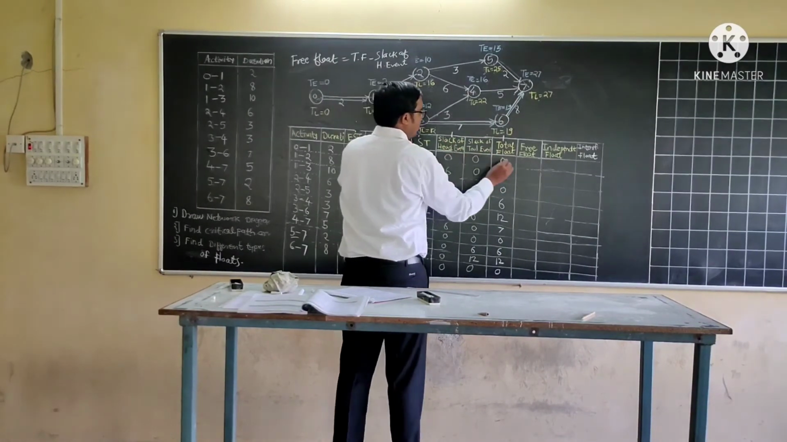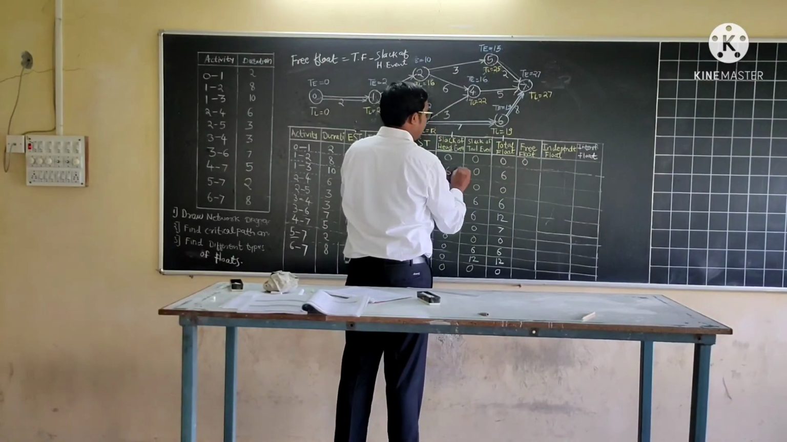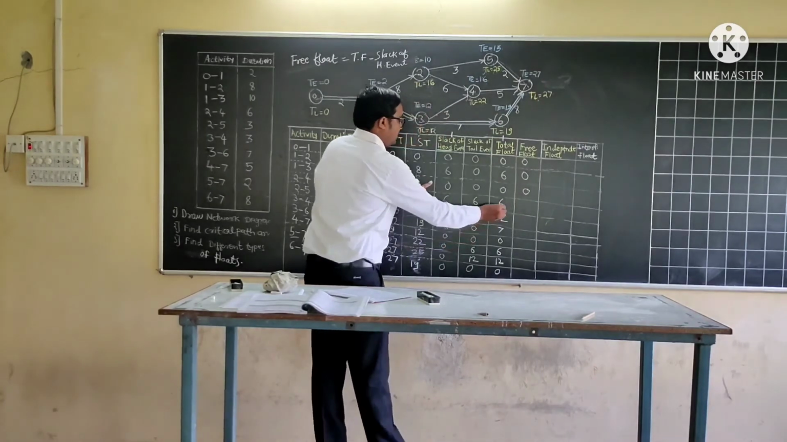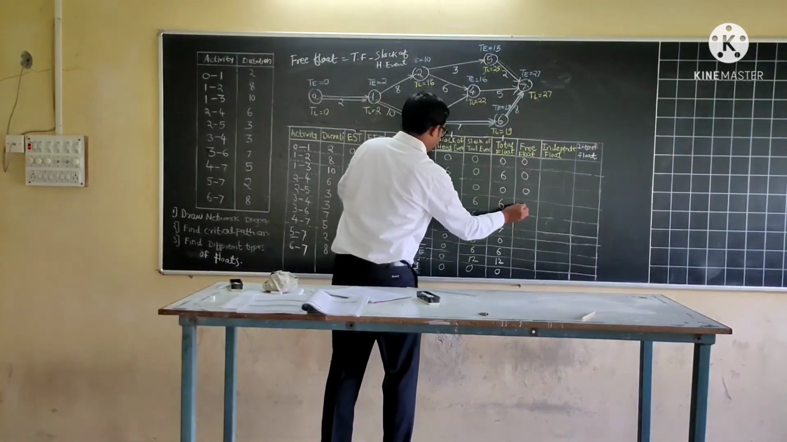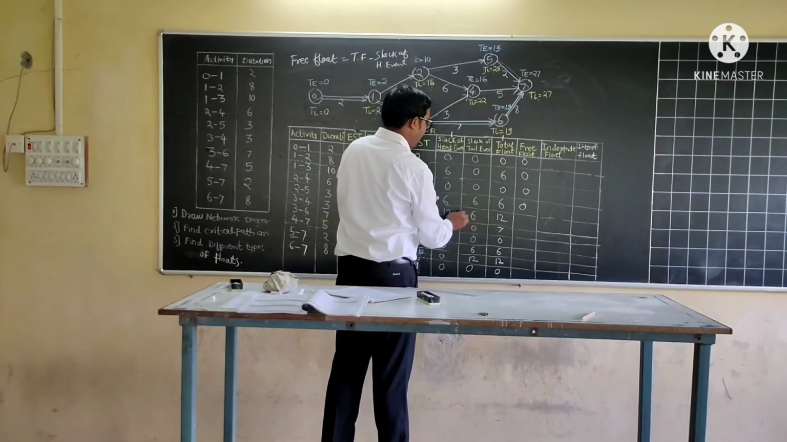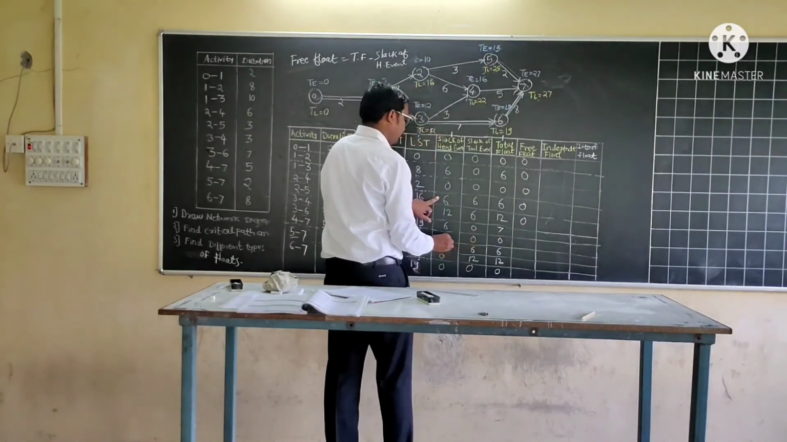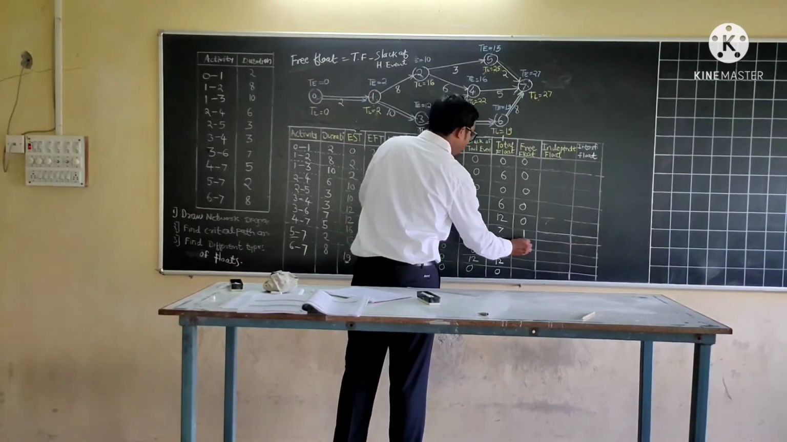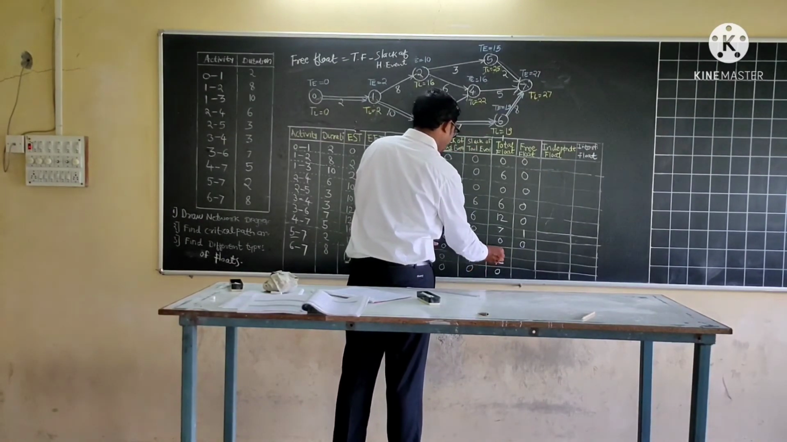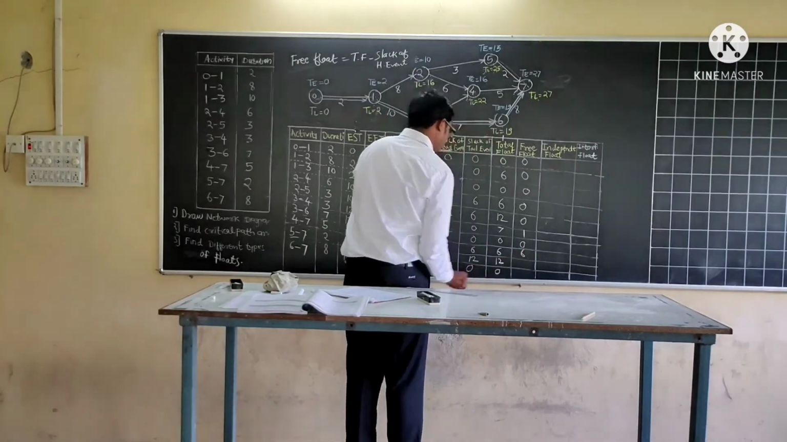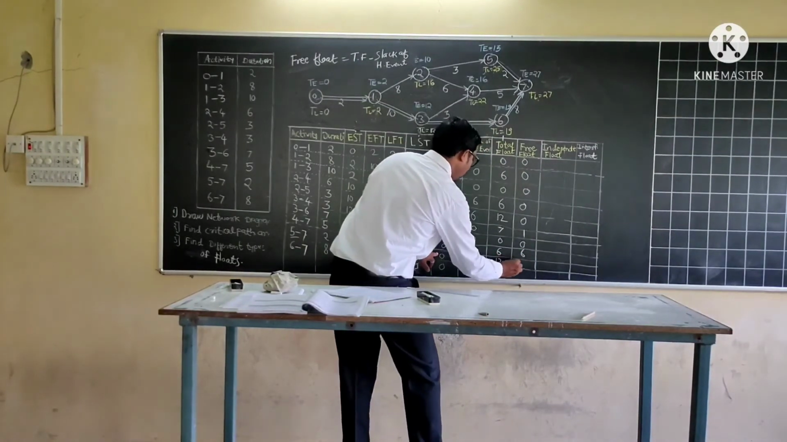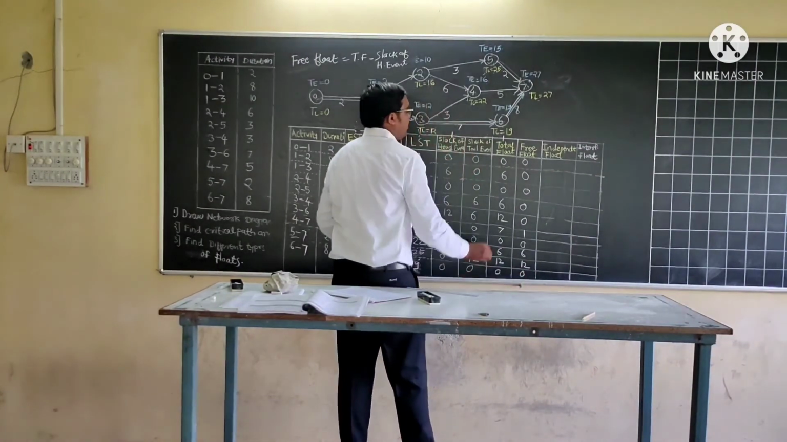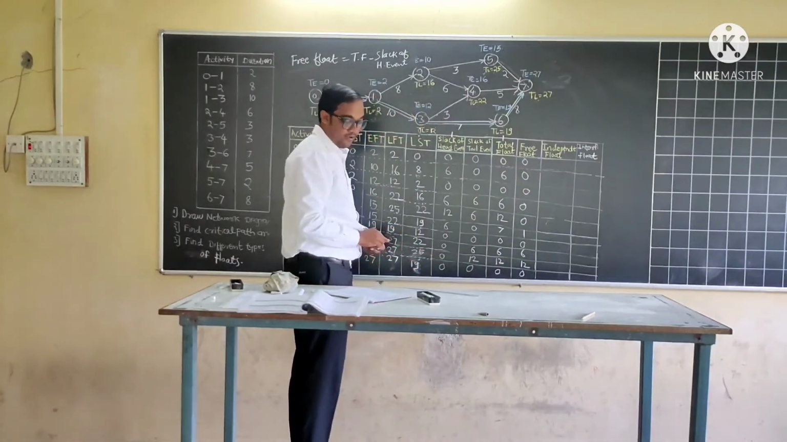0 minus 0, 0. 6 minus 6, 0. 0 minus 0, again 0. 6 minus 6, 0. 12 minus 12, 0. 7 minus 6, 1. 0 minus 0, 0. 6 minus 0, 6. 12 minus 0, 12. And 0 minus 0, 0. So these are the values of free float.